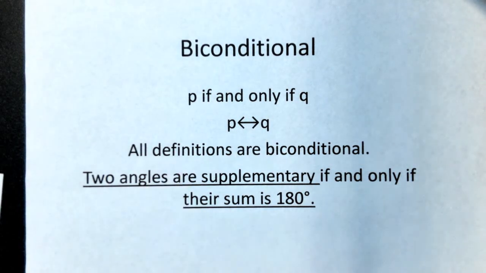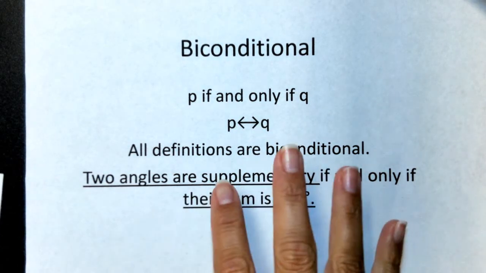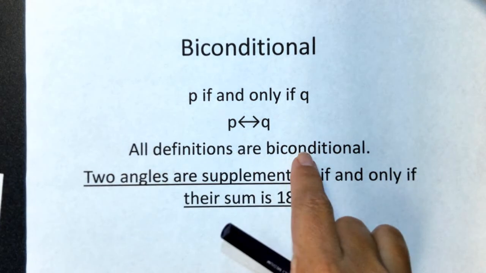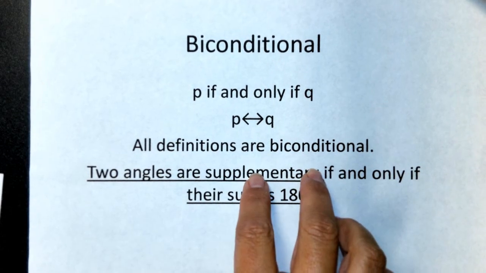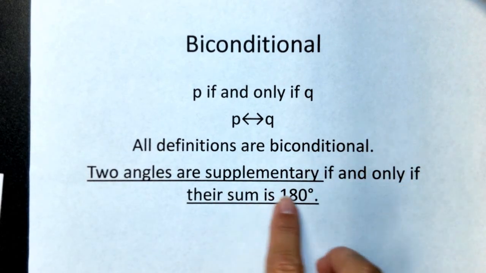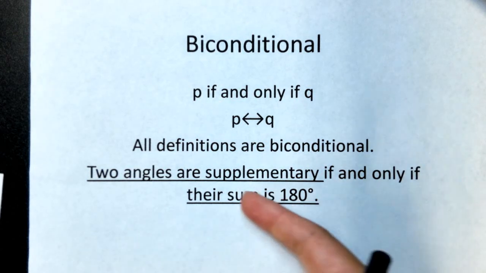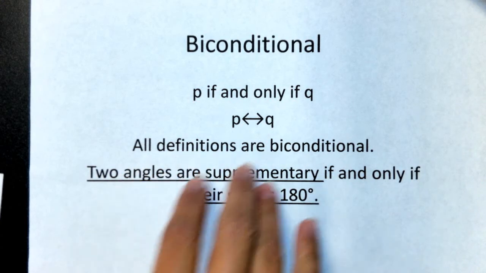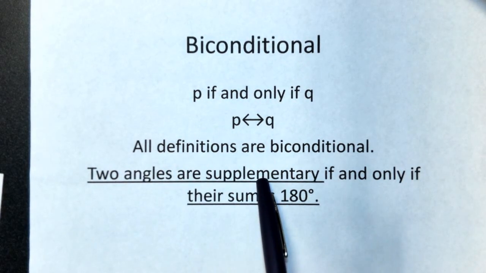So all definitions are biconditional. And what that means is, guys, I get it, these are really big fancy words, okay? All definitions are biconditional. This is an example of that. Two angles are supplementary if and only if their sum is 180. You can read it backwards. Their sum is 180 if and only if those 2 angles are supplementary. So that's a definition of a supplementary angle.